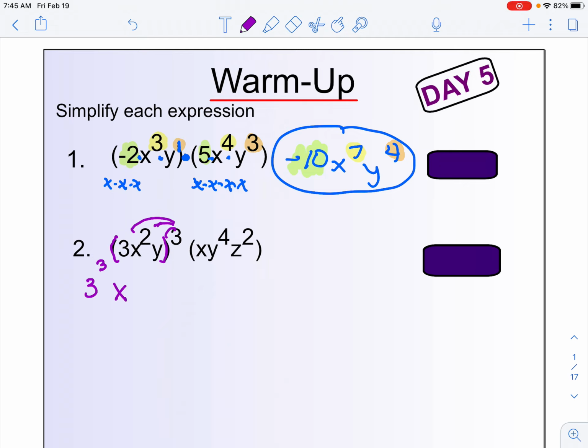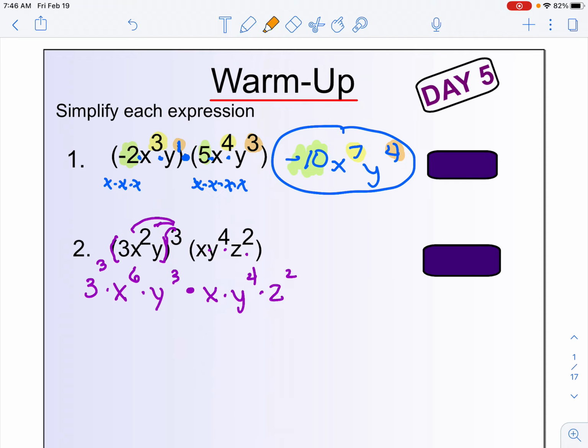And it becomes x to the second raised to the third power, which is x to the 6th power. We're going to multiply those exponents together. And then we get y to the first raised to the third power, which would be y to the third. So that's what that simplifies to be. And then the second parenthesis right here is just, these are all just multiplied together. So we have times x times y to the fourth and times z to the second.